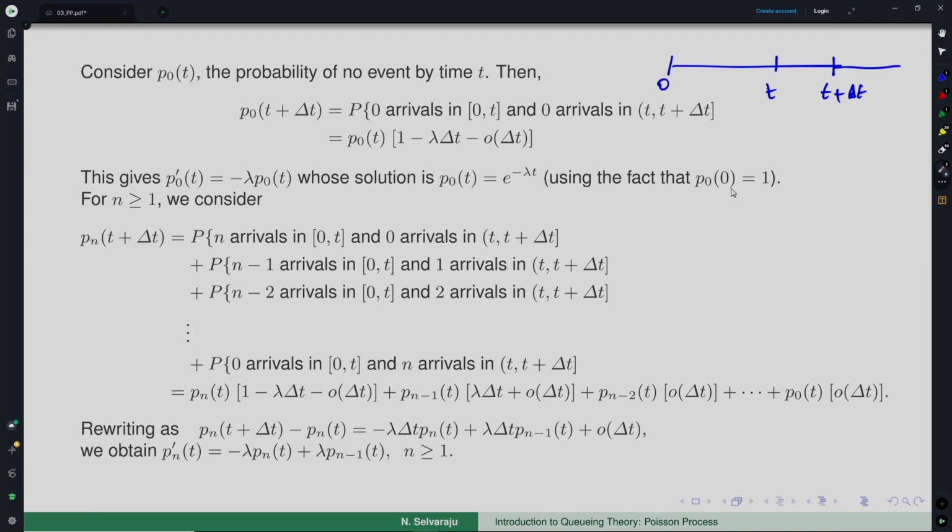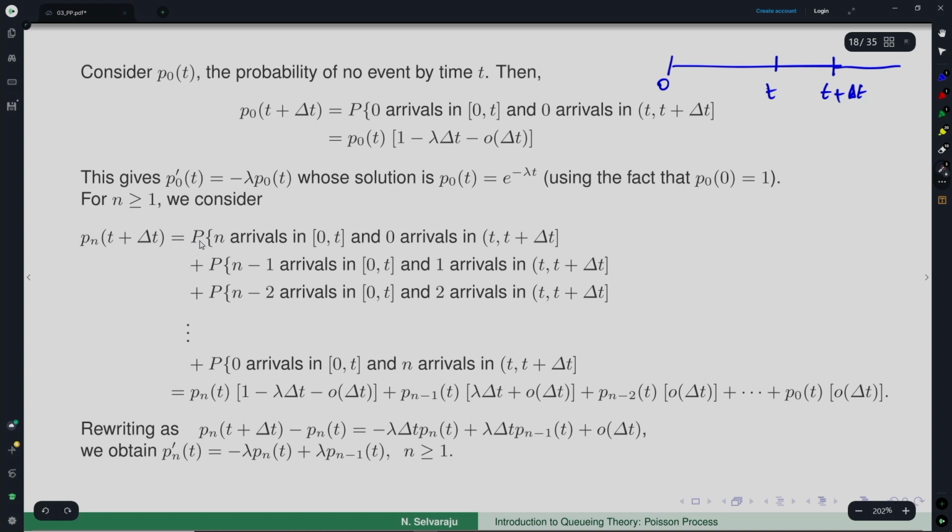What is the initial condition for these differential difference equations? P00 of 0 is 1 and Pn0 is equal to 0 for all n greater than or equal to 1, because the process starts at 0. That is what this means. Now, using this, the solution is P0 of t equal to e to the power minus lambda t. You have obtained it. Now, for n greater than or equal to 1, we can consider in a similar way.